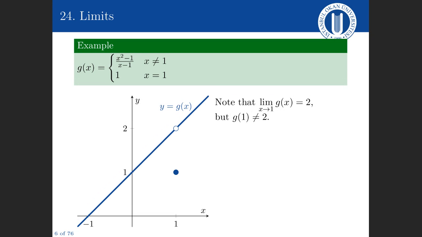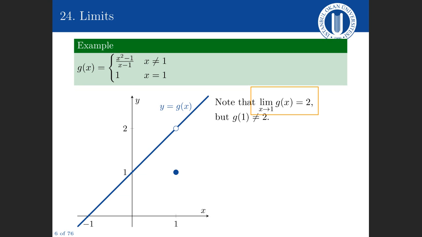Let's look at a different function. Here's the function g, which is defined to be x squared minus 1 divided by x minus 1 if x is not equal to 1. Same formula as for f, but now we're defining g to be equal to 1 if x is equal to 1. Then again, if x is close to 1 but not equal to 1, then the function is close to 2. So we can write that the limit as x tends to 1 of g of x is equal to 2.